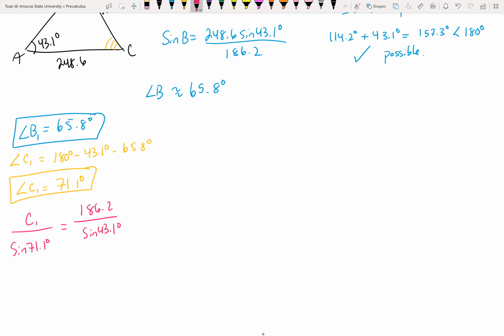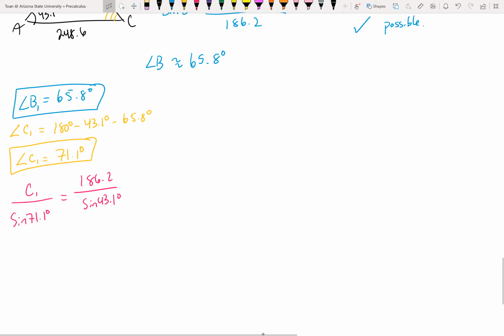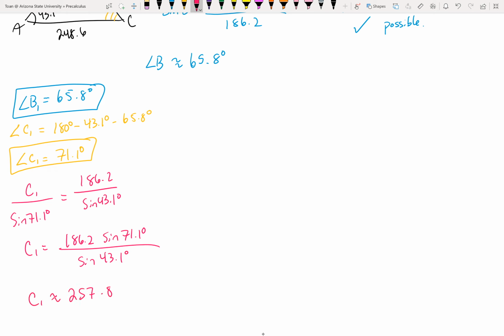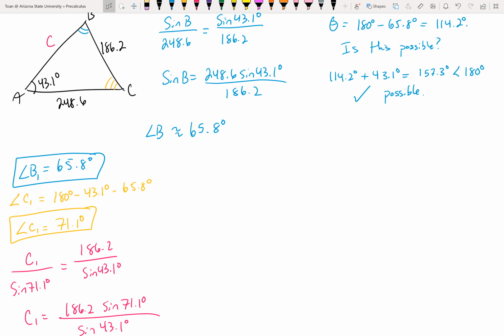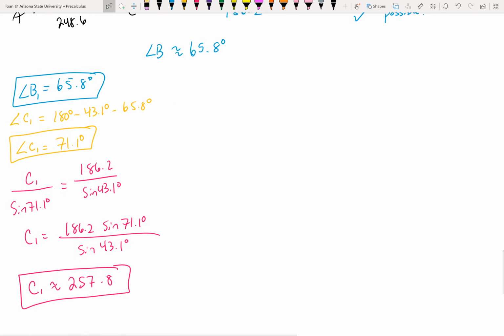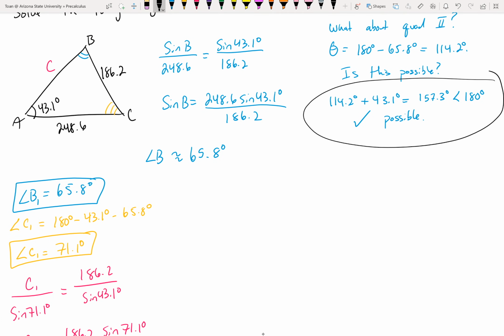Right. So law of sines based upon the triangle that they gave us. So multiply both sides by sine of 71.1 degrees over sine of 43.1 degrees. So C sub 1 is approximately 257.8. So that is one possible triangle. I could have a triangle that has angle A as 43.1, angle B as 65.8 degrees, and angle C at 71.1 degrees with the given side lengths. But since we know that this guy is possible, we actually have to branch off to a separate situation.